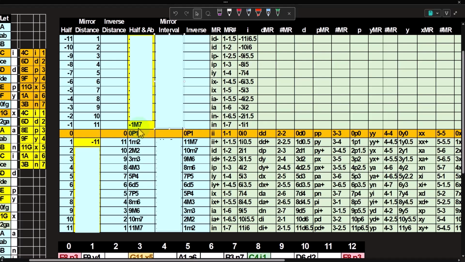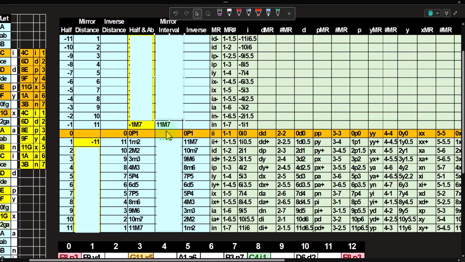You have to say, okay, well, -1 minus 12 would be 11. So if I was going forward around the block, it would be 11 steps, which would be a major 7. So that means I would call it a -1 note away major 7. And the inverse of that would then be an 11 note away major 7.